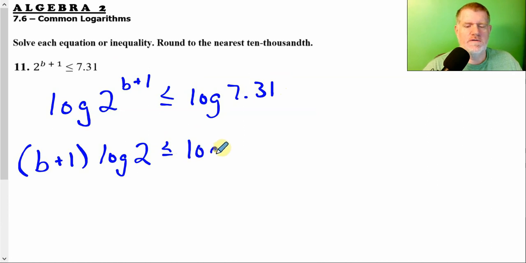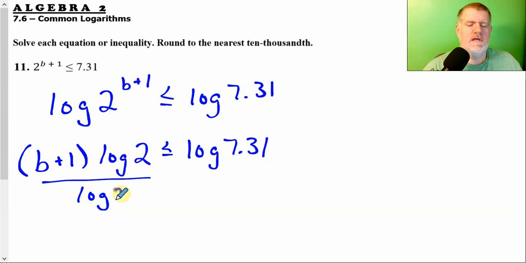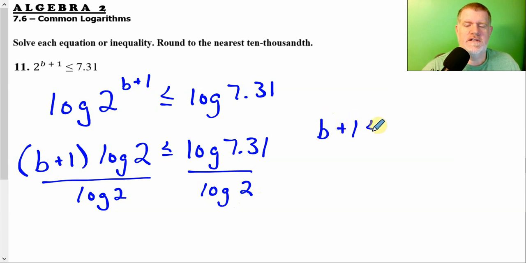Now from here, I've got a couple possibilities. Could I distribute this through? I could. However, I just think it'd be a little bit easier right now if we did this. So I have b plus 1 is less than or equal to the log of 7.31 over the log of 2.